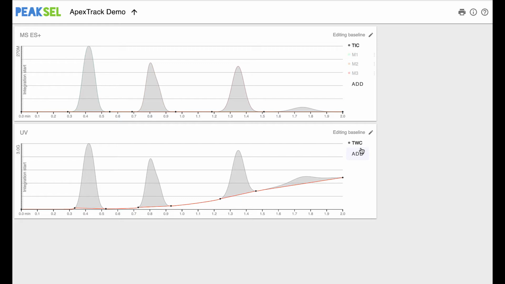What about the space between peaks? We simply connect the end of the previous peak with the start of the next peak. So in the end, the baseline is just a series of straight lines that covers the whole chromatogram.